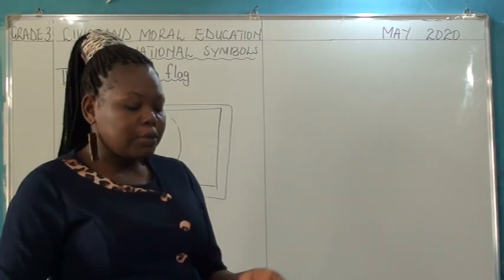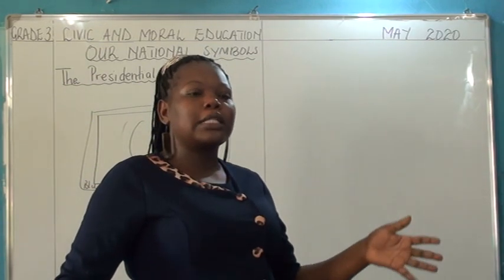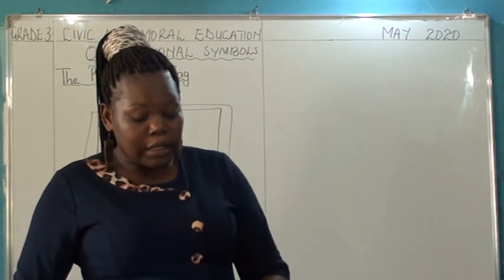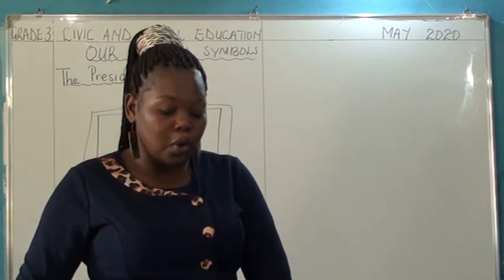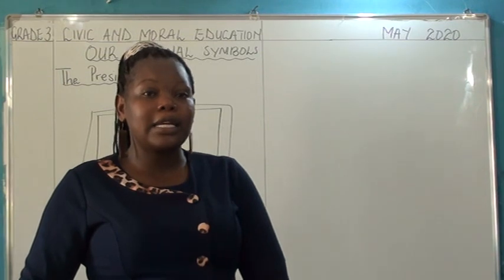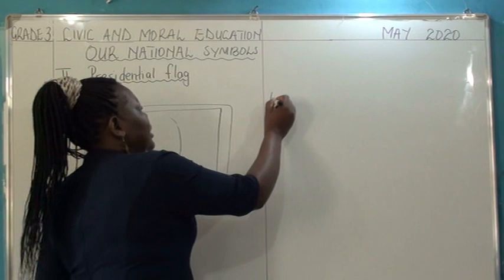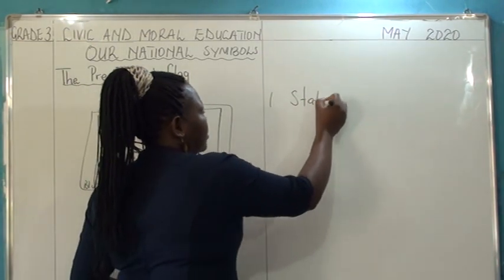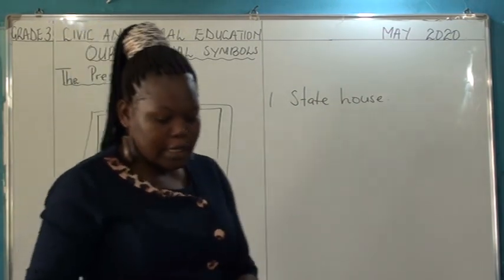We had looked at before where we find the national flags in schools, in the police stations and government buildings, government offices. But the presidential flag is rarely seen because it is only found in three very important places. One, we find it at the State House. That is where the president resides or lives.